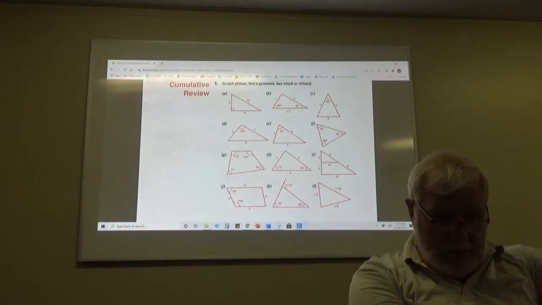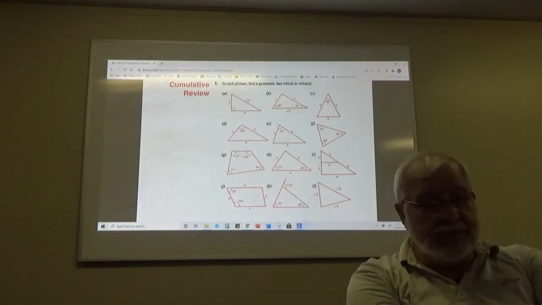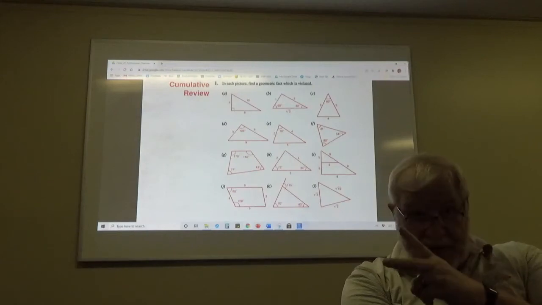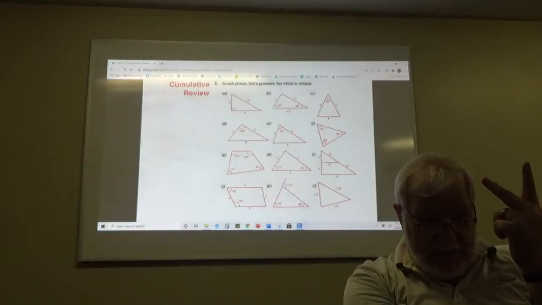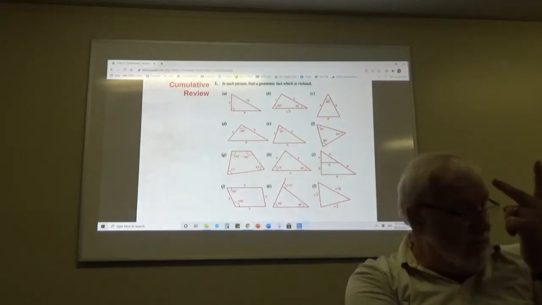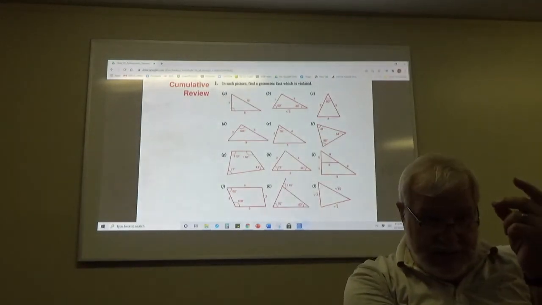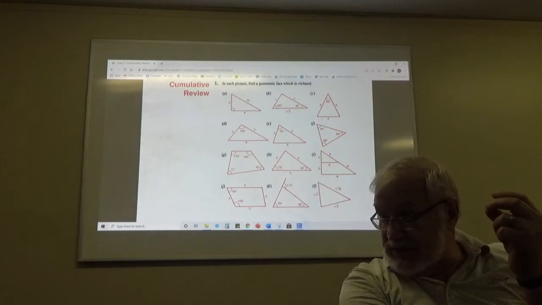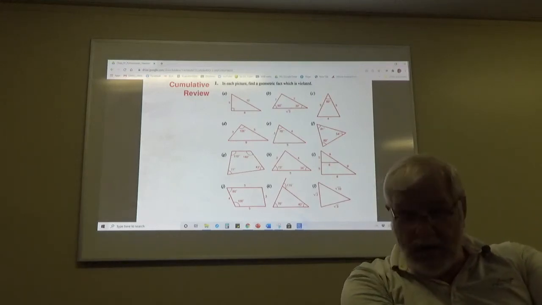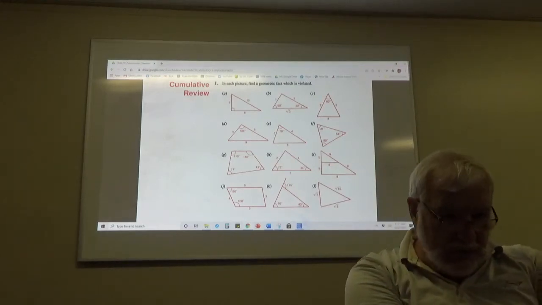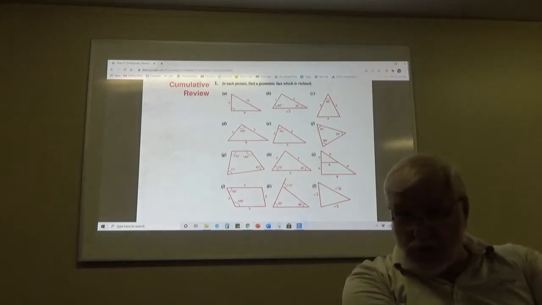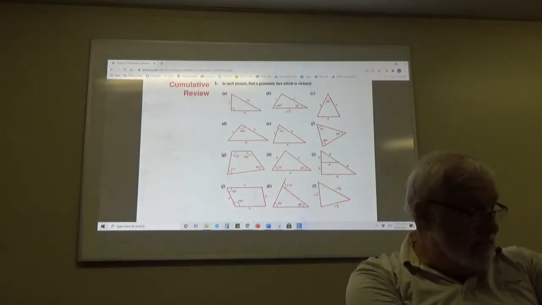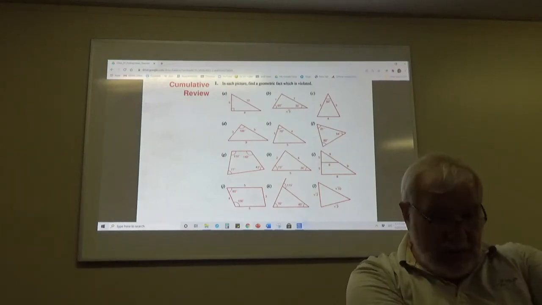A squared plus b squared. A squared plus b squared equals c squared. So what's a and b in problem A? 5 and 8. So it's 25 plus 64. Does 25 plus 64 equal 100? No. Therefore the sides are wrong, not the angles. It does not meet the Pythagorean theorem.